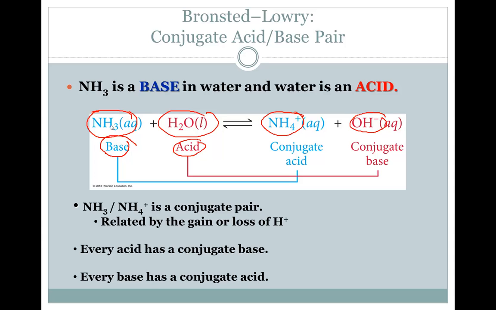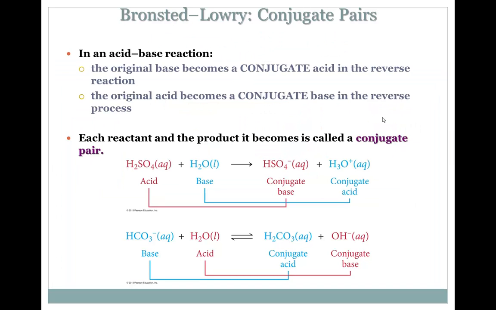So here it's a base. The reverse of that, once it's reacted, is the conjugate acid, and they pair them up. You can do the same thing with water. Water is the acid. OH minus would then be the conjugate base. Every acid has a conjugate base, and every base has a conjugate acid. In an acid-base reaction, the original base becomes a conjugate acid in the reverse reaction, and the original acid becomes a conjugate base in the reverse process.